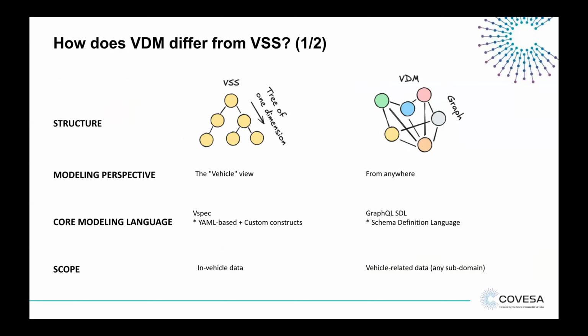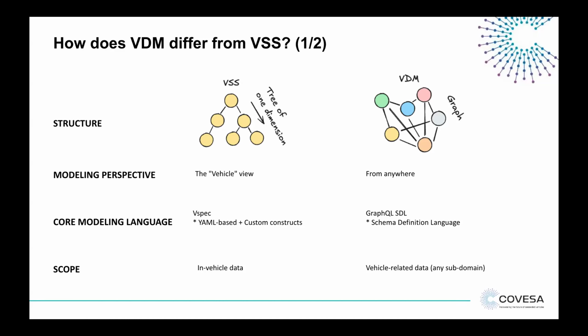When it comes to the structure, on the left-hand side, VSS is mostly one-dimensional, and it has a point of view from the vehicle. It starts with the vehicle, then the cabin or subdomains, and then the door, all this kind of hierarchical model. So it's mostly a tree, or a one-dimensional aspect. And mostly the modeling perspective is from the point of view of the vehicle. When it comes to defining person data or any kind of trailer data, then you may need to curate your data from the vehicle point of view.